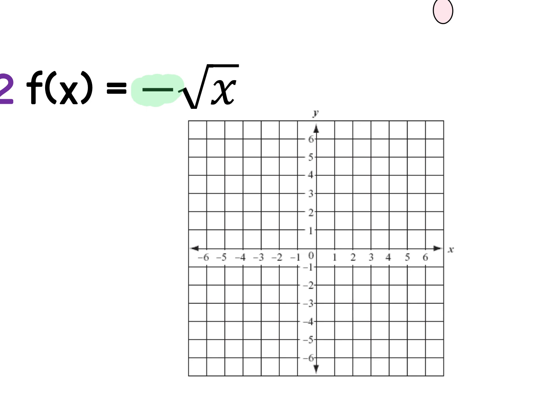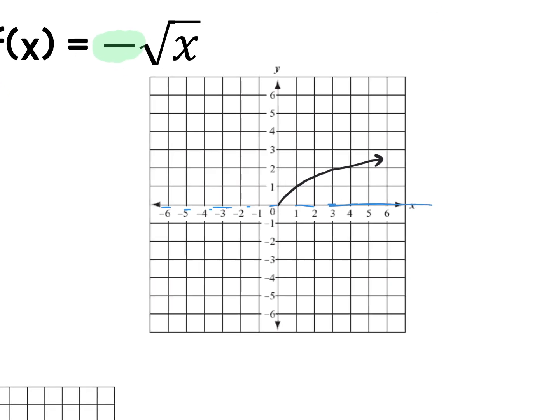So again, let's always graph our parent function. It's going to look something like that. So there's our parent function. And a reflection over the x-axis is going to be across this line right here. So reflecting over this line, we're going to go somewhere like this. So it's going to look like that.